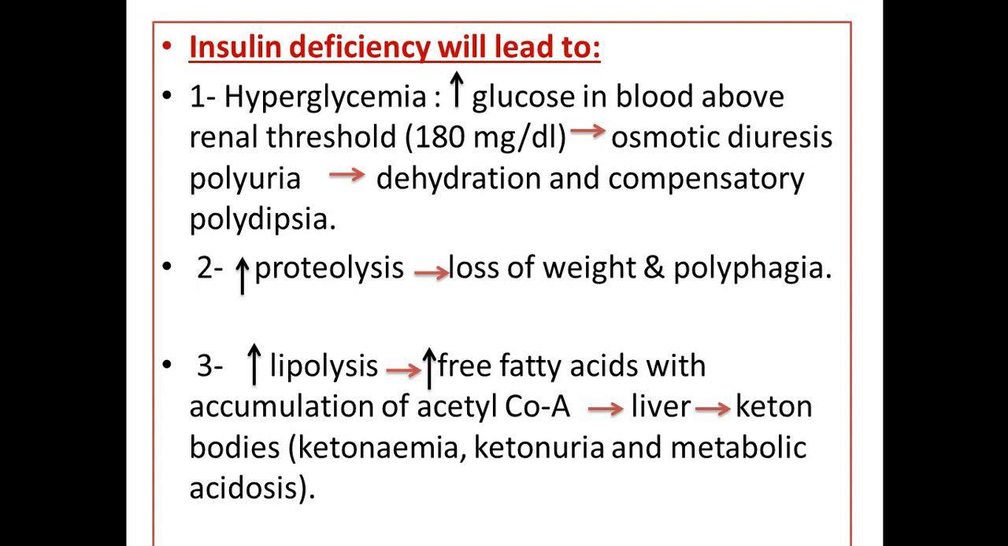At the same time, there is an increase of proteolysis, and this will lead to loss of weight and excessive eating. We call it polyphagia. And number 3, there is lipolysis, because it is the compensatory fuel type, and here there is an increase in free fatty acids with accumulation of acetyl-CoA in the liver, and oxidation occurs there and ends with formation of ketone bodies, and the patient will have ketonemia, ketonuria, and metabolic acidosis.